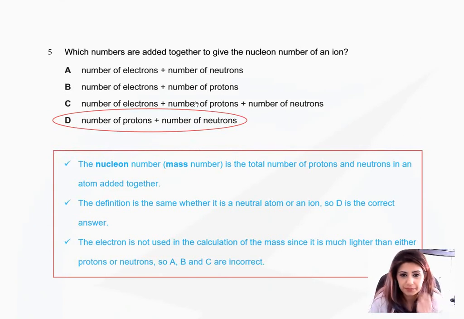Number 5. So what is a nucleon number? A nucleon number, whether it is for an atom or an ion, is the same thing, because the difference between an atom and an ion is only the number of electrons that changes. So if you're talking about nucleon number, the protons and the neutrons will be the same, except if they are isotopes. So proton number and neutrons, adding them together, is your nucleon number. It is how many particles you have in the nucleus.